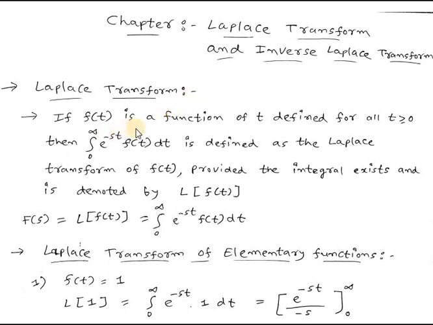If f of t is a function of t defined for all t greater than or equal to 0, then the integration from 0 to infinity of e raised to minus st f of t dt is defined as the Laplace transform of f of t, provided the integral exists, and is denoted by Laplace of f of t. So F of s is equal to Laplace of f of t, which is equal to the integration from 0 to infinity of e raised to minus st f of t dt. This is the definition of Laplace transform.